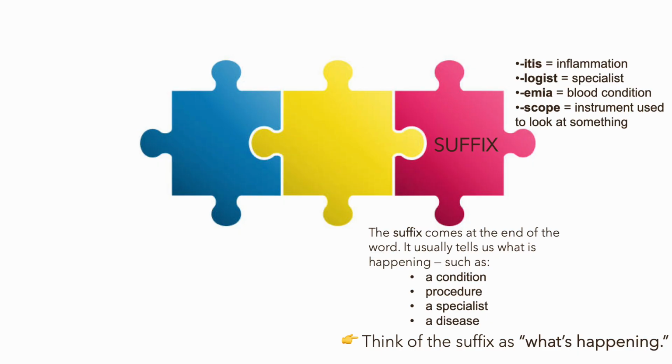And so some examples, right, of what is happening could include itis, and that's the medical term for inflammation. Or logist could be at the end of the word, and that's the specialist, like cardiologist, psychologist, right? So that's the specialist or the person who is specializing in the field. Emia is the end part of the word, and it means blood condition. And scope at the end of the word is an instrument used to look at something.